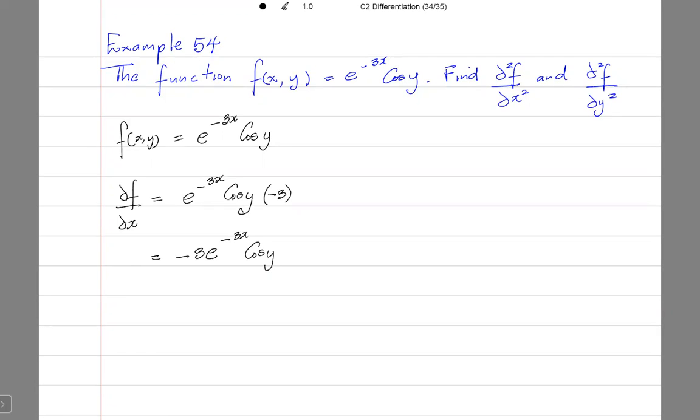Let's differentiate it with respect to x again. When you differentiate e to the minus 3x, you're going to get back e to the minus 3x. Then you have to multiply by the differential of the inside function, which is minus 3. A negative times a negative is a positive. 3 threes are 9.